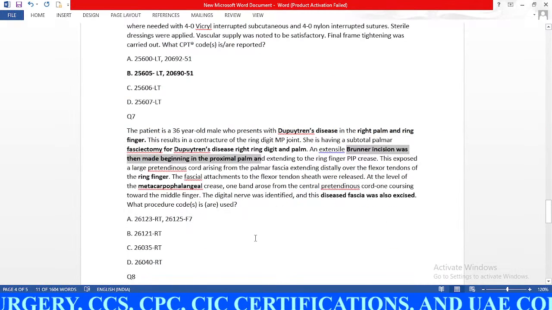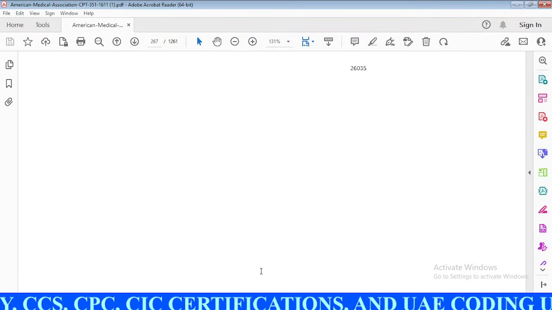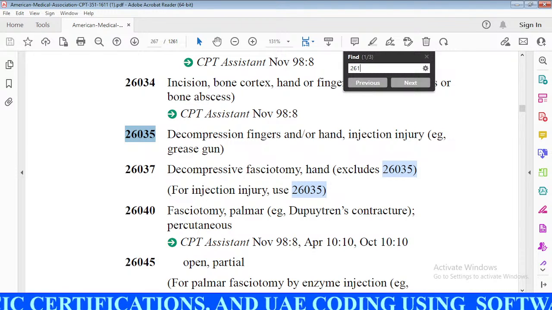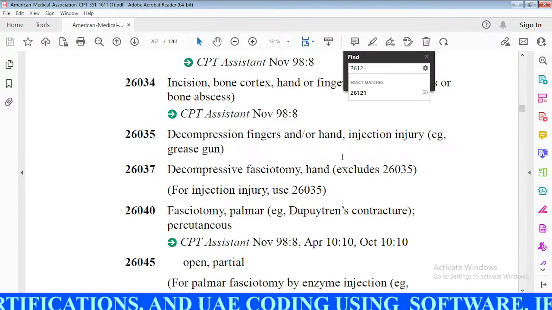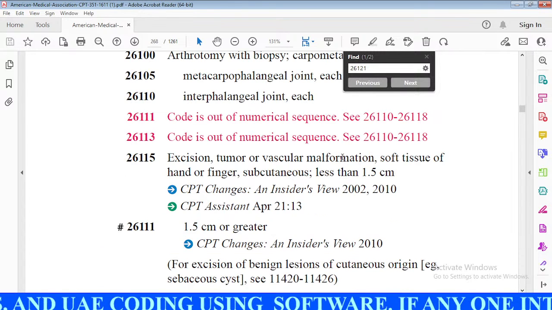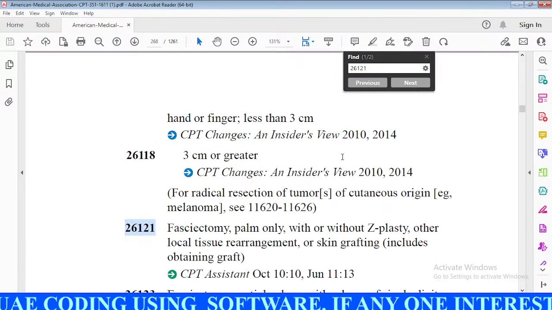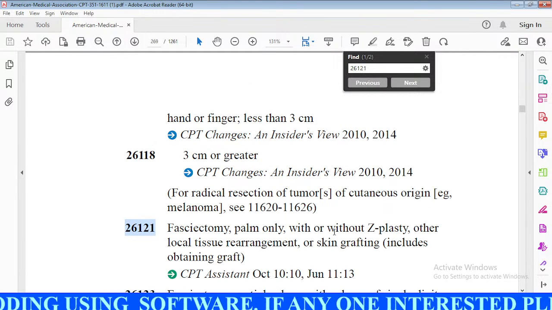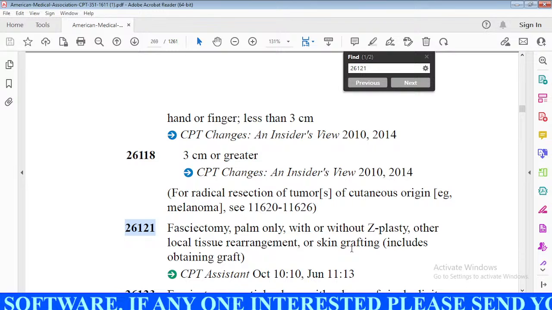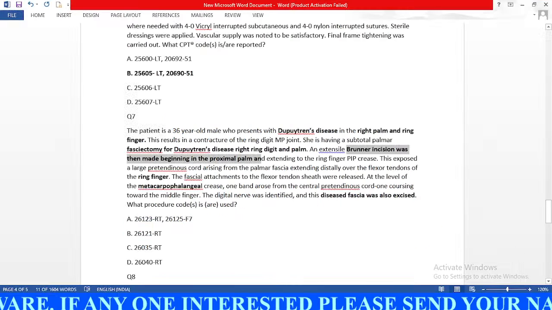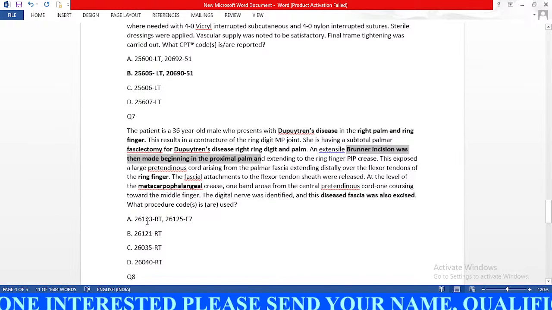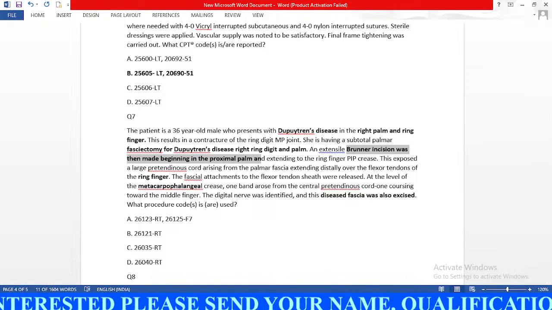So we are left with 26121. So what is 26121? Fasciectomy, palm only, with or without Z-plasty, other local tissue rearrangement or skin grafting, which is not present in our question. So we can eliminate 26121. We are left with 26123 and 26125. We will check those.